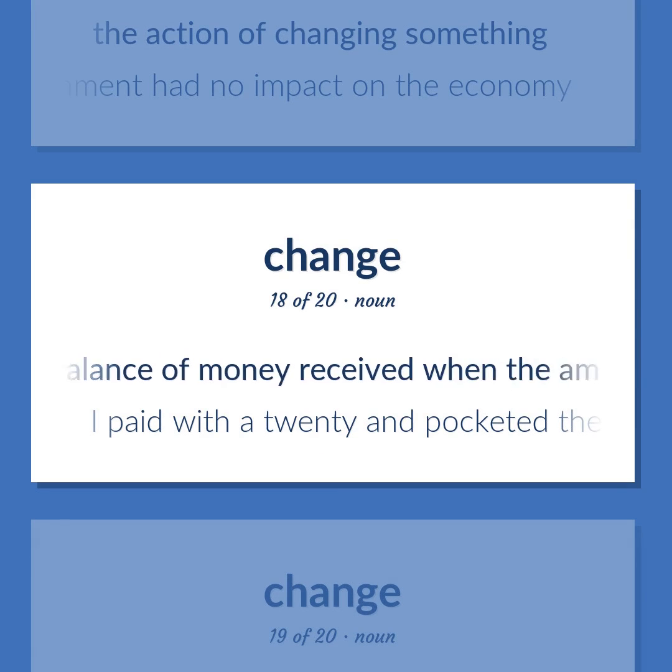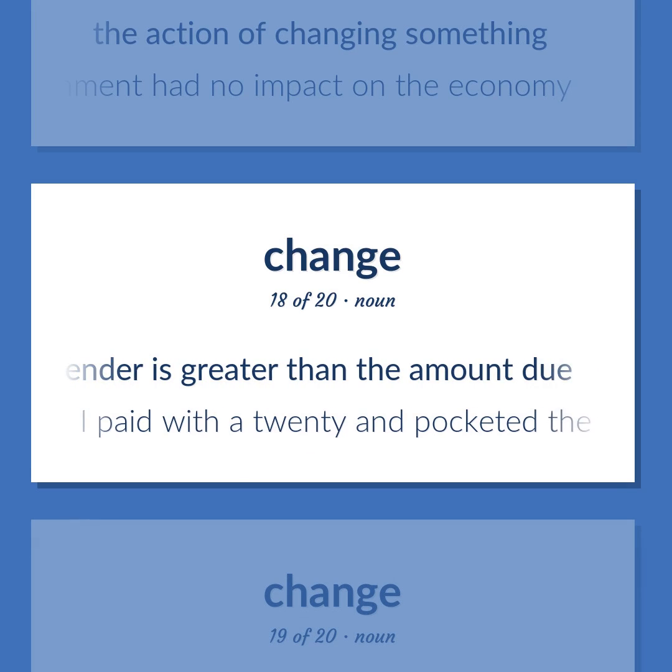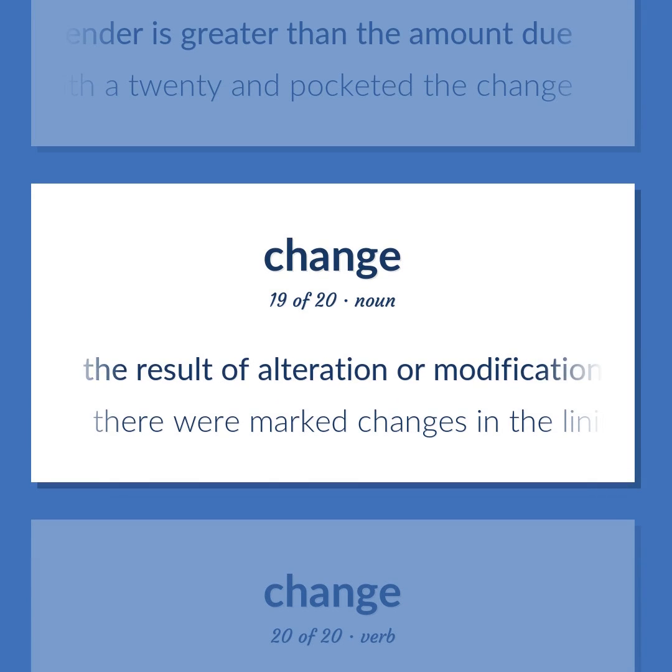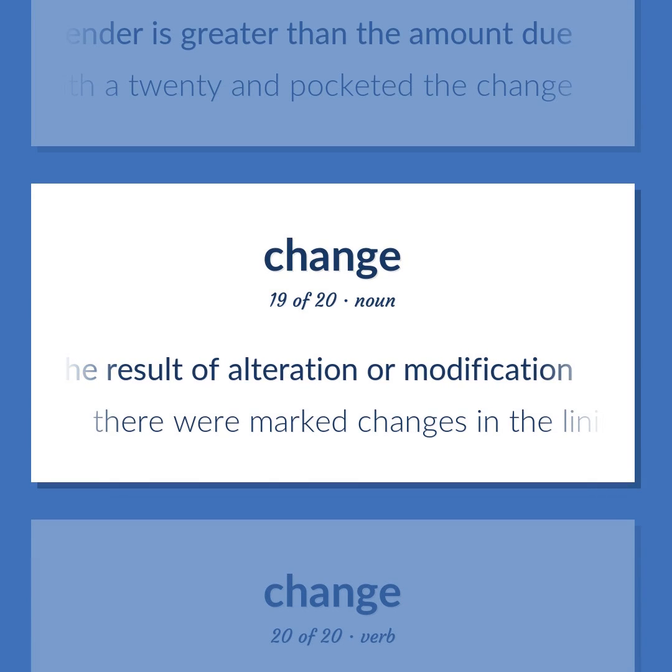The balance of money received when the amount you tender is greater than the amount due. I paid with a 20 and pocketed the change. The result of alteration or modification. There were marked changes in the lining of the lungs.